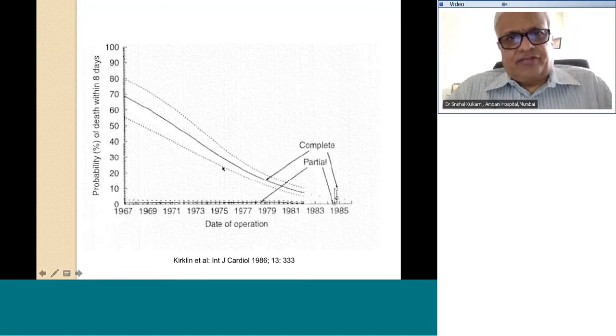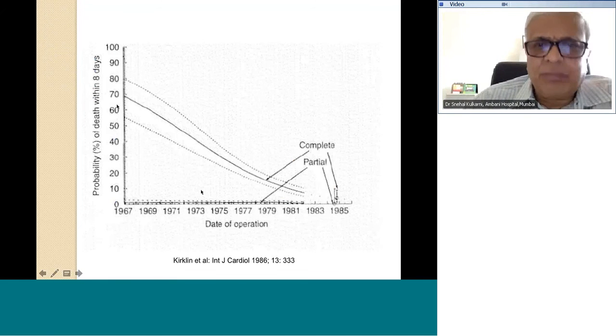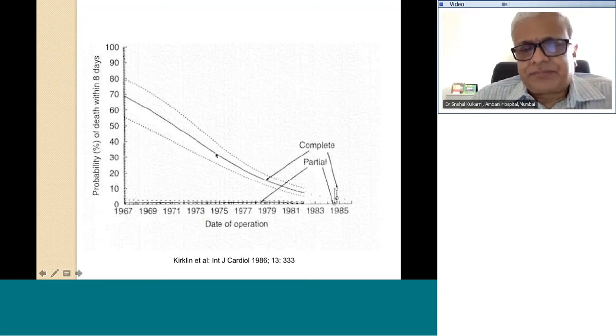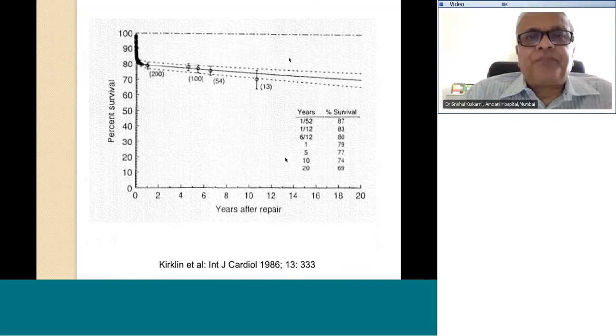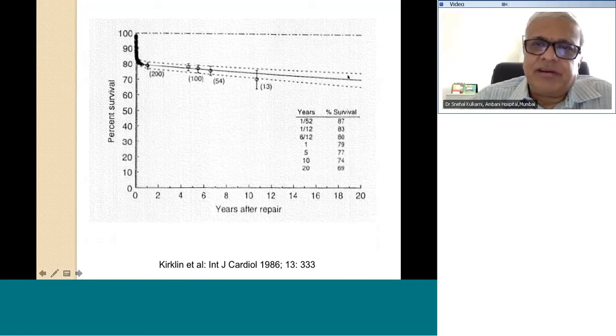There are a few older studies of long term, and if you see the probability of mortality, partial AV canal, of course, behaves more or less like ASDs, but for complete AV canals, I think over the years the mortality has truly come down. And if you see the percentage survival with the years after repair, certainly there is some degree of attrition, and most of this attrition is either due to the morphology of the left AV valve regurgitation, development of pulmonary vascular disease, and also, because of the left AV valve, maybe ventricular dysfunction.